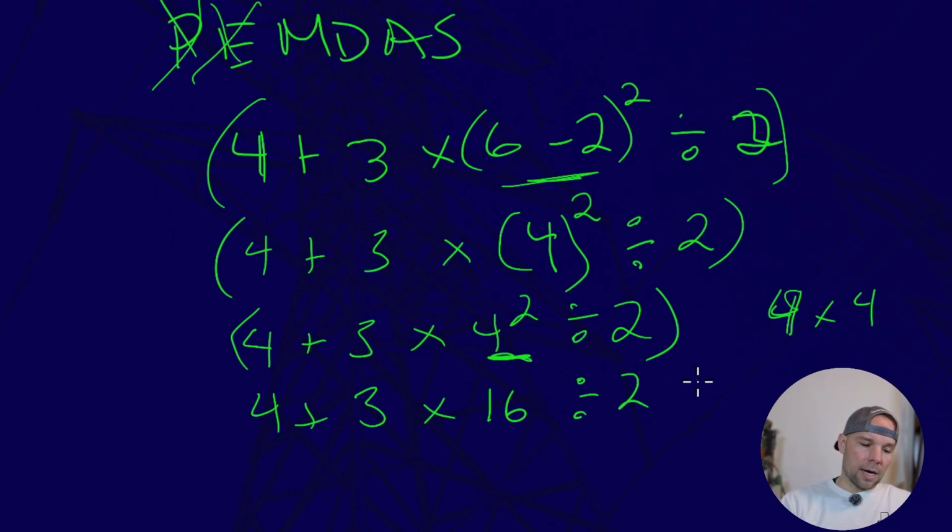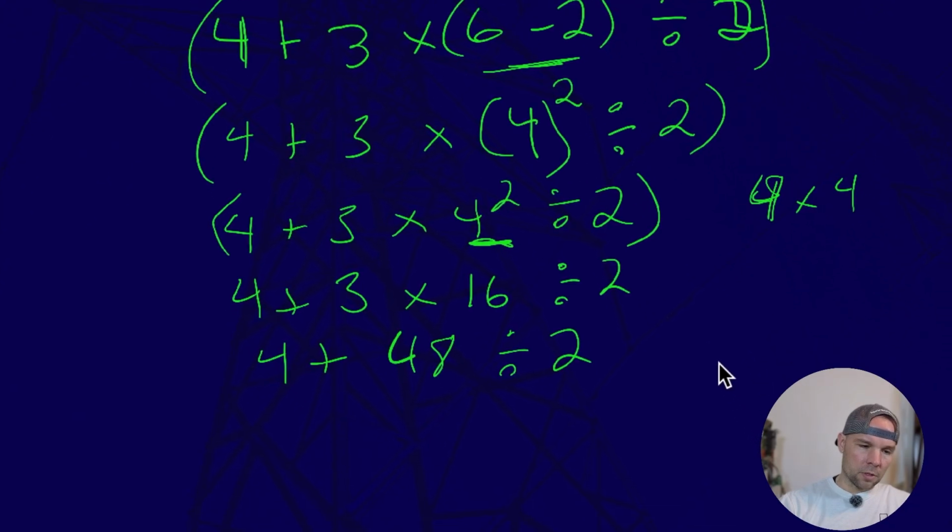Doing great. So now what's next in line is M for multiplication, D for division. So now we have to remember that these two are whichever comes first, left to right. So starting here, we've got a plus, we've got multiplication, and we've got division. Multiplication comes first, so we're going to do that first. So 3 times 16 is going to be 48. So we rewrite this just like that, right? Let's move this up and keep going.